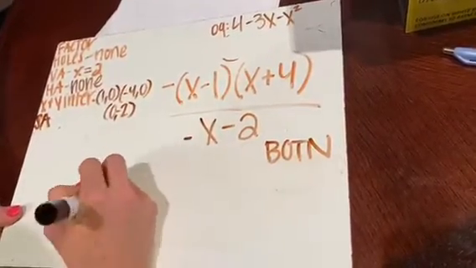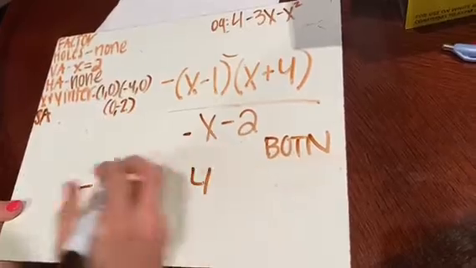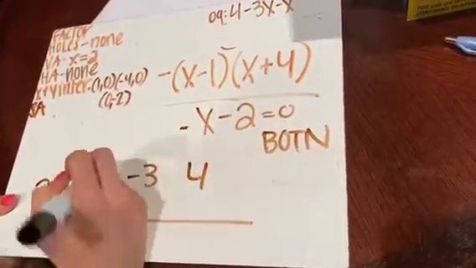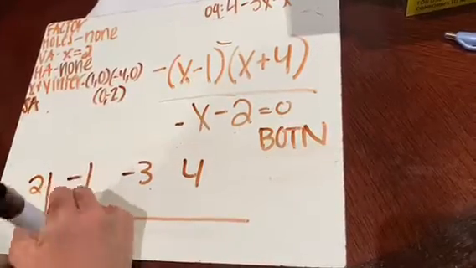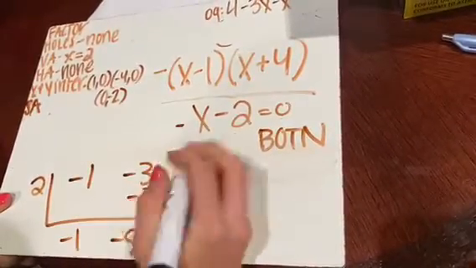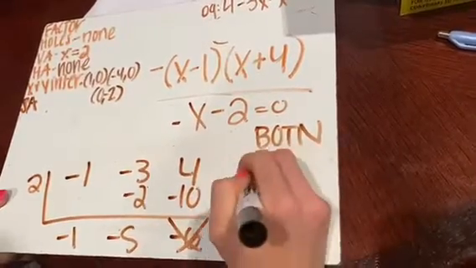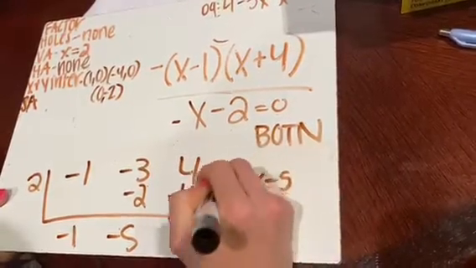So, it would be negative 1, negative 3, and 4. X minus 2 equals 0 makes x 2. So, you plug it in, and you ignore the remainder. So, it would be negative x minus 5 as a slant asymptote.